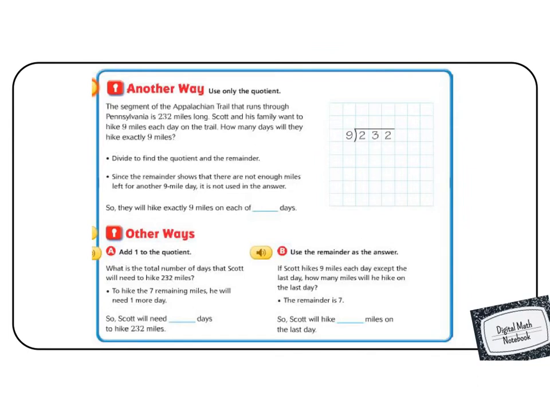All right, this is in your digital math notebook. We're going to do some other ways to handle quotients. In our first example, it says, the segment of the Appalachian Trail that runs through Pennsylvania is 232 miles long. Scott and his family want to hike 9 miles each day on the trail. How many days will they hike exactly, this is an important word, 9 miles? So first we're going to divide, and then we're going to decide what to do with our remainder.